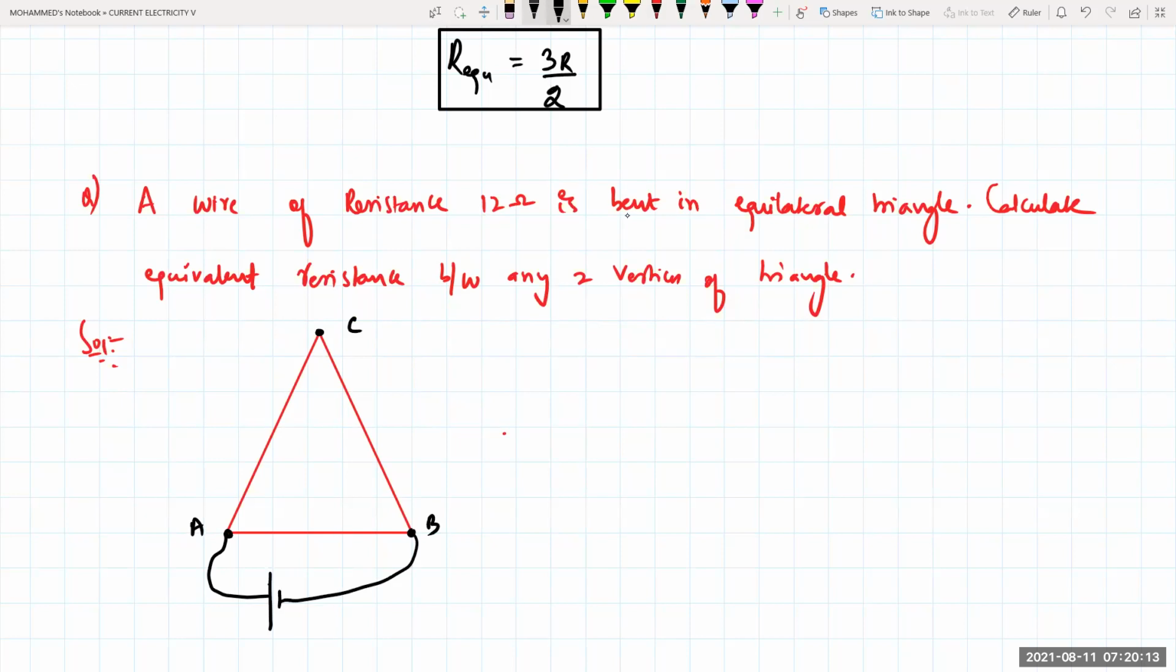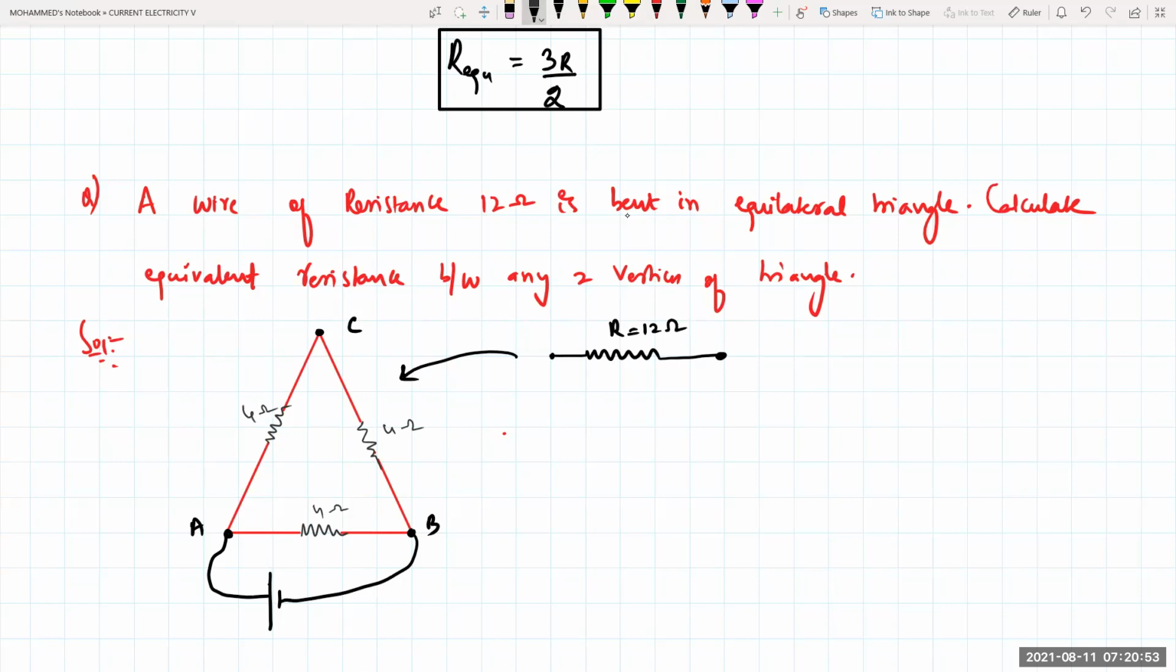We are given a wire. The resistance of this wire is how much? 12 ohms. Now it is bent into the form of a triangle. That means each resistance will become how much? Can anyone tell me? 4. Exactly. There is one resistance of wire here, one here, and one here. Each will be 12 by 3, which is nothing but 4 ohms, 4 ohms, and 4 ohms.